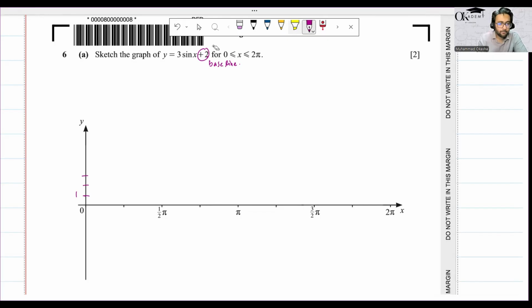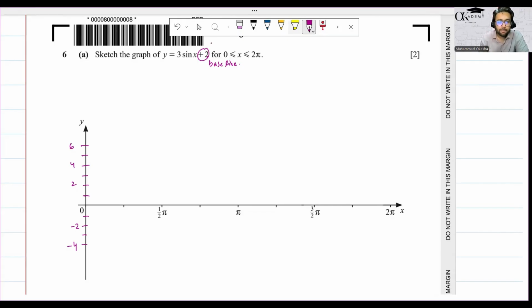1, 2, 4, 6. It's going to be negative: -1, -2, -4. Okay, I'll stop here.